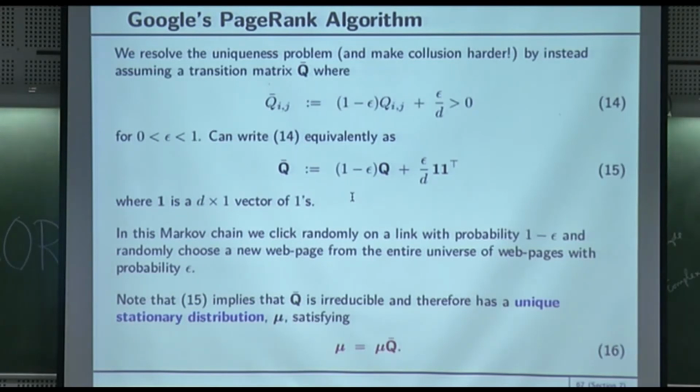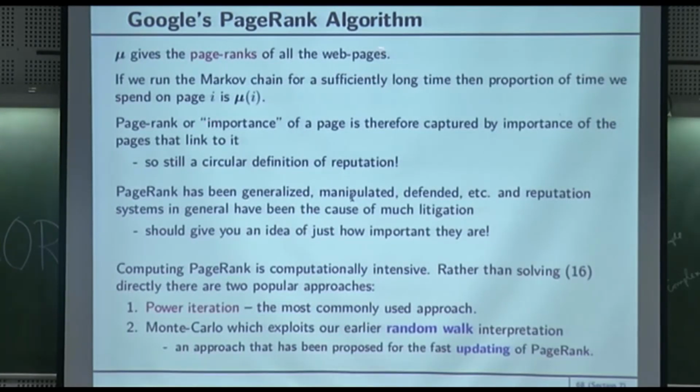In this Markov chain, what happens is that with probability 1 minus epsilon, you click on a link and go to the other web page, and with probability epsilon you restart. So this epsilon probability says that you just restart from some random page. This one says with probability 1 minus epsilon you follow one of the links given on that page. Now because of this extra term, because you can start wherever you feel like, Q bar is irreducible and therefore has a unique stationary distribution mu which satisfies this. And then mu gives the page ranks for all the web pages.